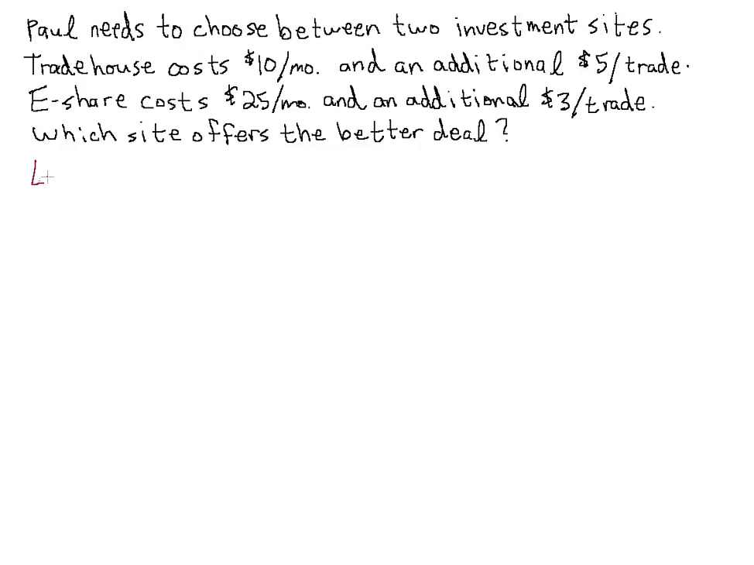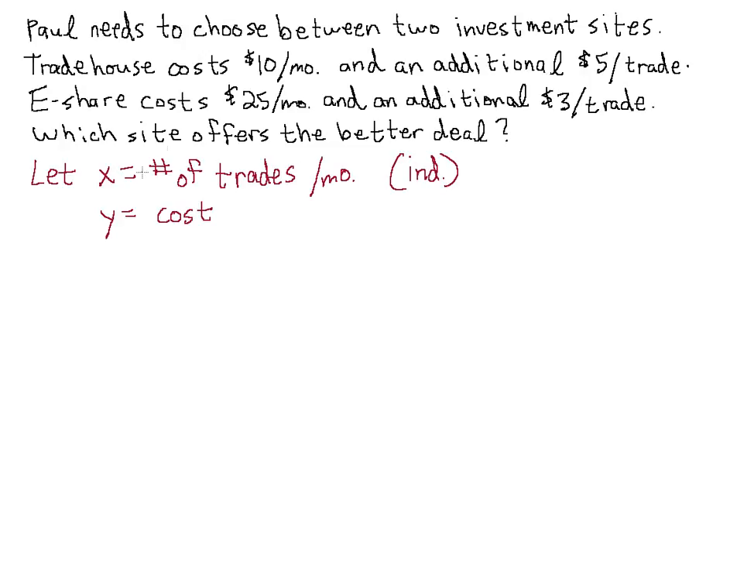So we're going to define a few variables here. Let X equal the number of trades that Paul makes each month, the number of trades per month, and let Y equal the cost of the investment site. X is the number of trades, Y is the total cost. The variable X is also known as the independent variable because it's just whatever the number of trades is. Y is the dependent variable because it depends on how many trades are made. It's a function of how many trades Paul makes per month.